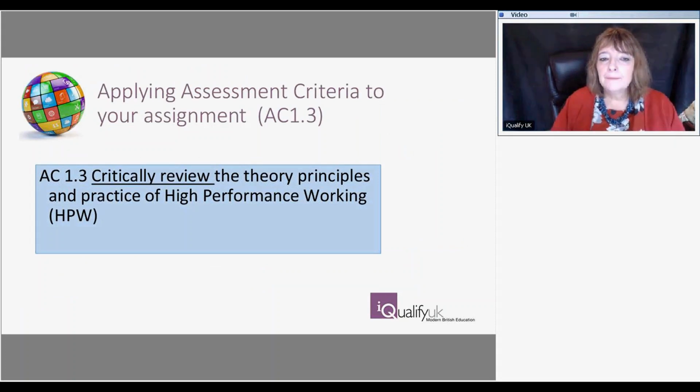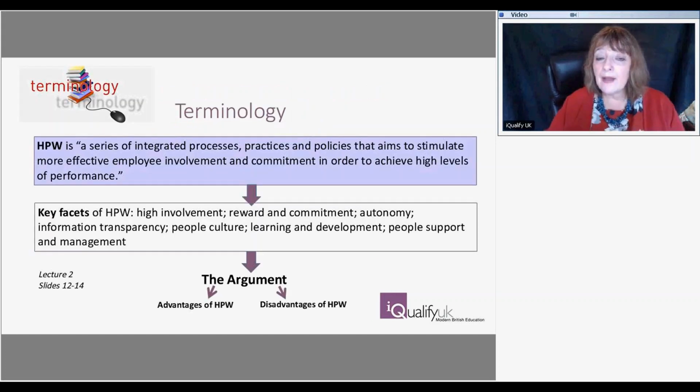So this slide looks at how you apply the assessment criteria to your assignment for AC 1.3, which you will recall says, critically review the theory, principles and practice of high performance working, HPW. So let's take a look at that. So again, we have our terminology.